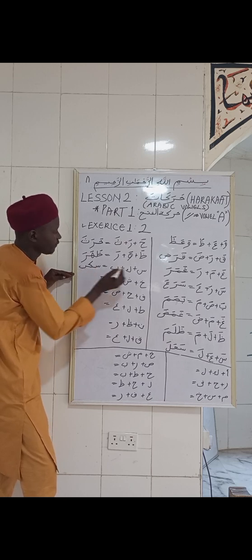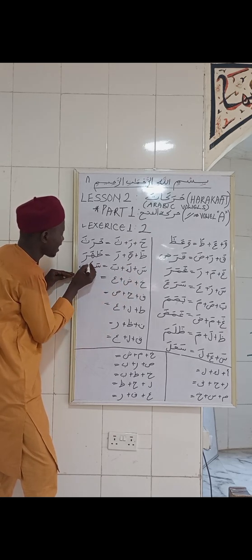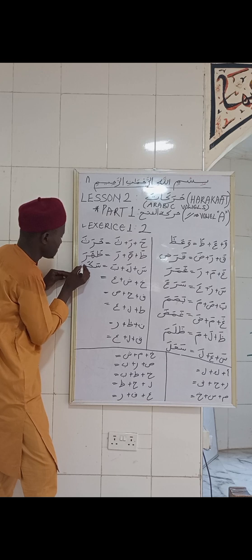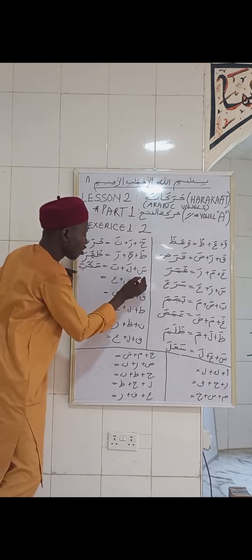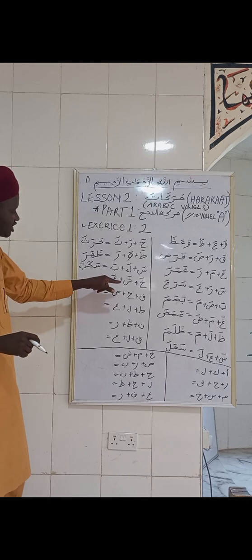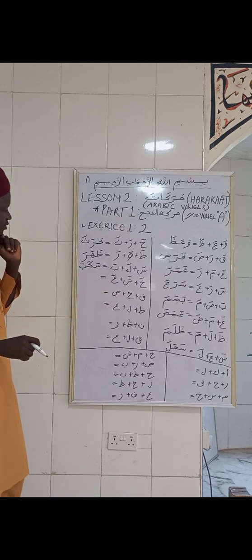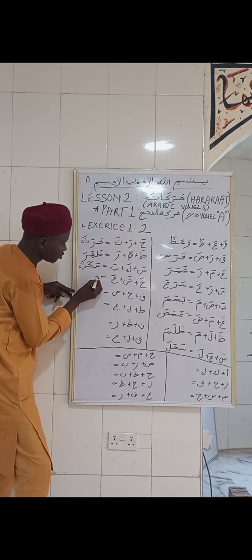Sa-ka-ba. Sa-ka-ba. This is sa-ka-ba. So that's how it will be when they are linked. So this one is what? Kho-sha-a. Kho-sha-a. So now, if you want to link them, kho is going to come like this.